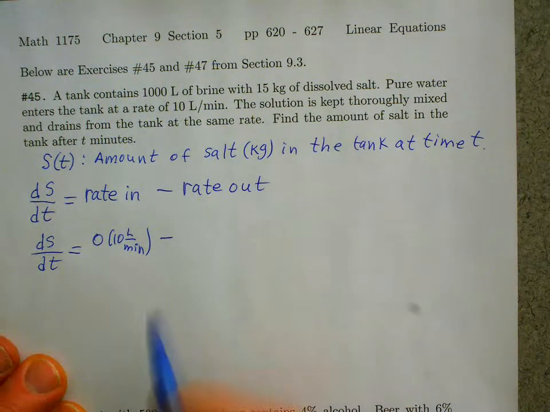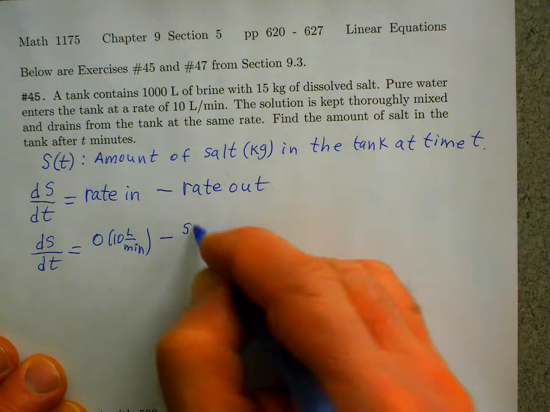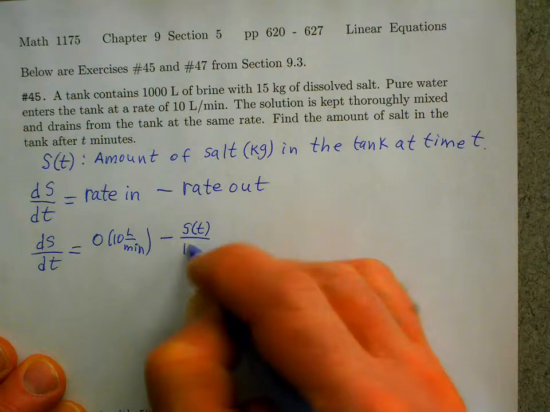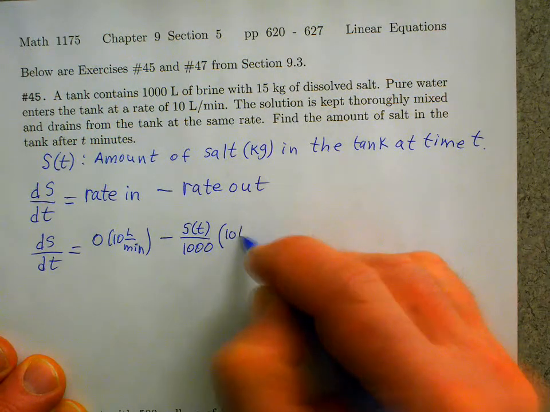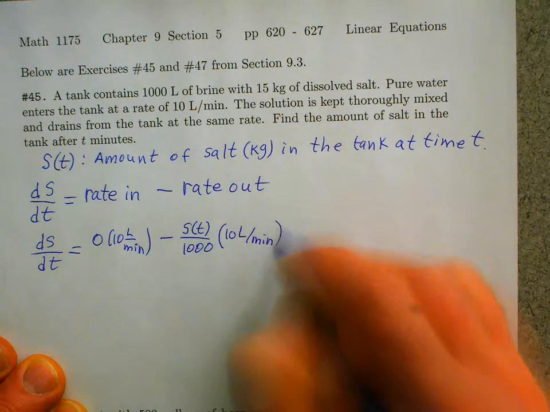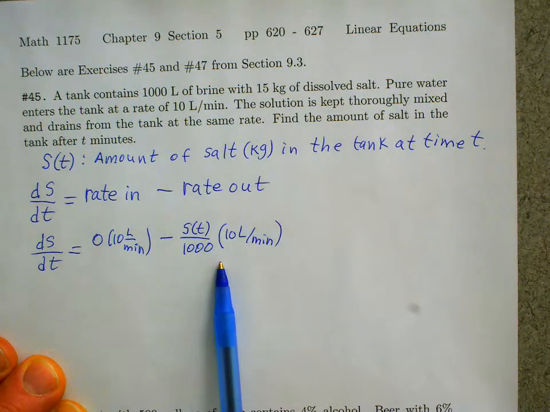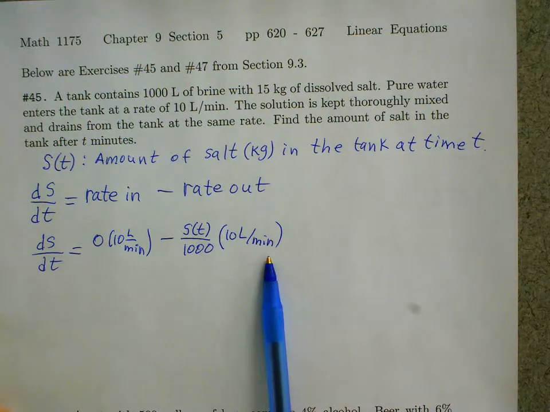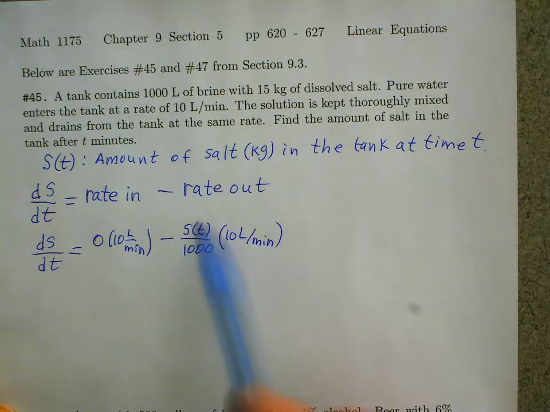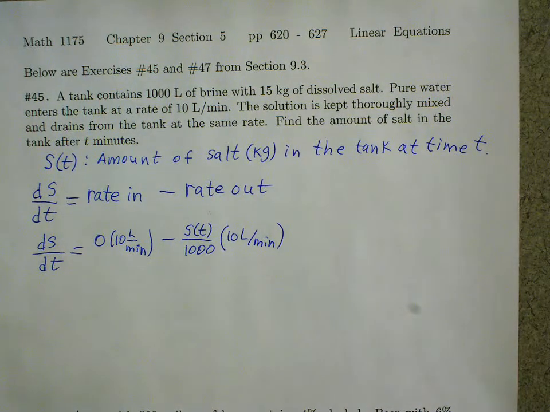So if we multiply S of t divided by 1,000 times 10 liters per minute, this tells us how much salt per liter is leaving the tank per minute. Because S of t divided by 1,000 is the decimal form of the percent of salt that's in the tank, which is being drained at 10 liters per minute. Does that make sense?